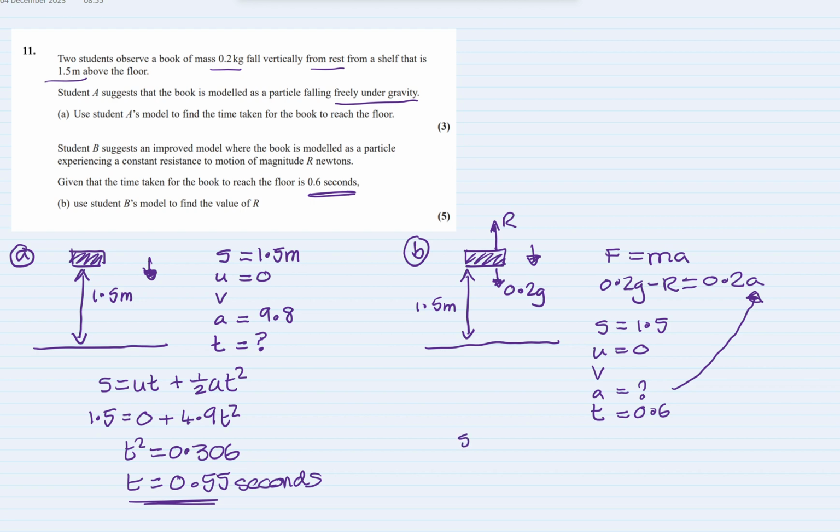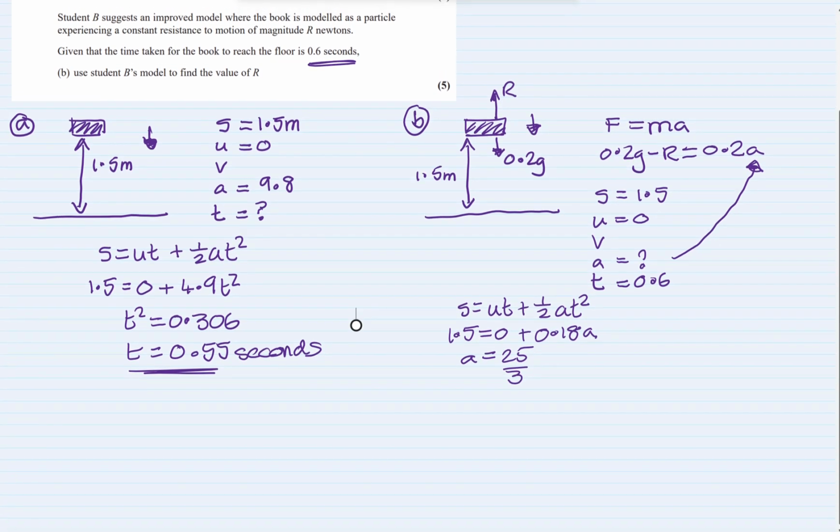So again, s equals ut plus a half at squared. My s is 1.5, 0 plus 0.18, because I know the time is 0.6, divided by 0.3, so I've got 0.18a. And that's going to give me a equal to 25/3.